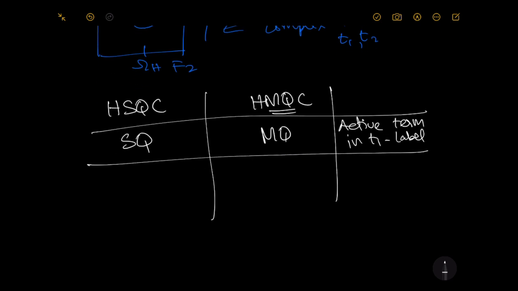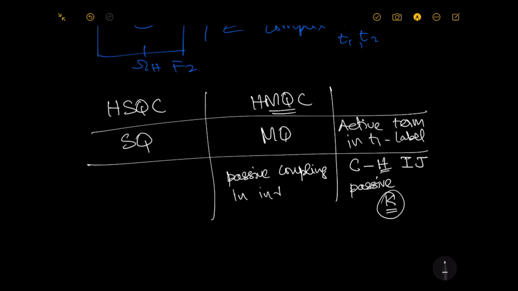In addition, while this T1 evolution happens, one has to be careful with the kind of terms that are present. For instance, here we just looked at a very simple CH type of term. But let's say you have a passive coupling. What is meant by passive coupling? If these are the I and J system, and you have a K that couples with a proton, you would actually see the passive coupling evolve in the indirect dimension.